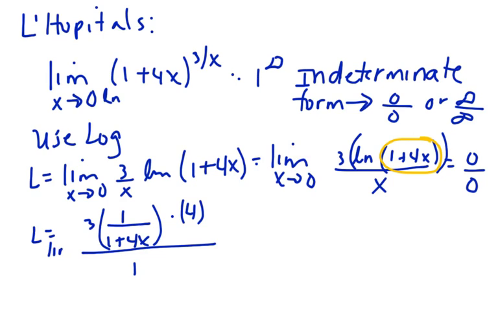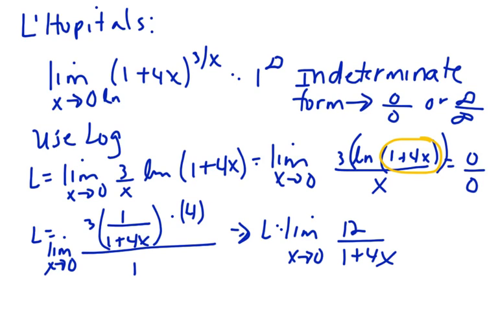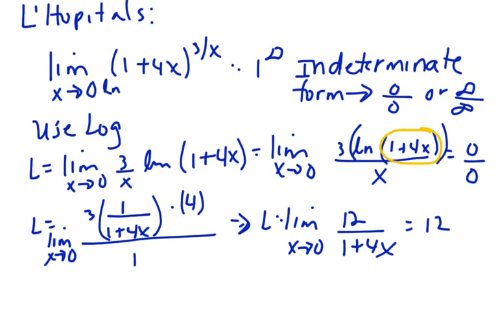Oops, forgot the limit. So this limit now, right, is equal to 12 over 1 plus 4x. Okay, and the limit is 12. Right, substitute x equals 0 into the equation, and you get that limit is equal to 12.